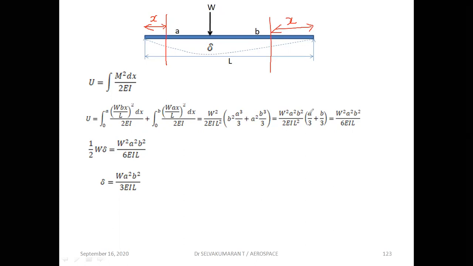After simplification, A plus B is nothing but L, which will get cancelled here. So you get the strain energy stored due to bending for an eccentric point load on a simply supported beam: W square A square B square divided by 6 EIL. This is equal to the external work done, half into W into delta, equated. So delta is equal to WA square B square by 3EIL, the formula for a simply supported beam subjected to an eccentric point load.